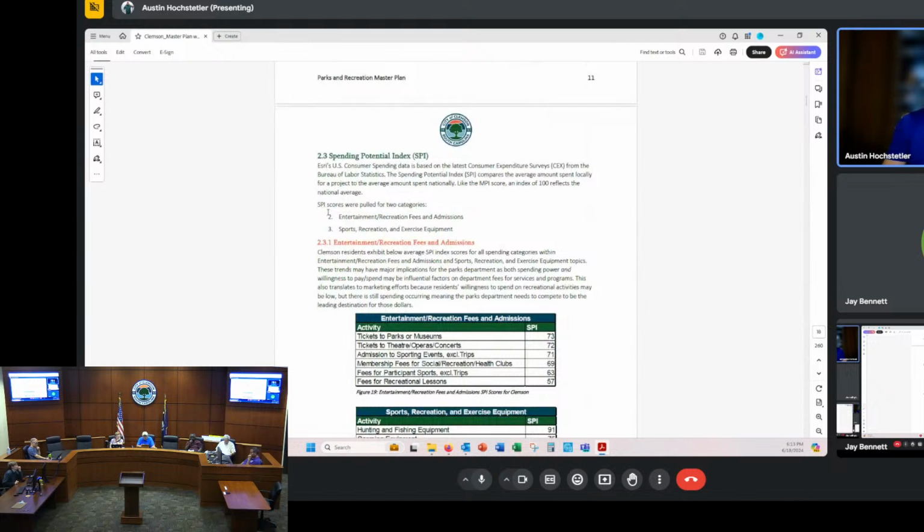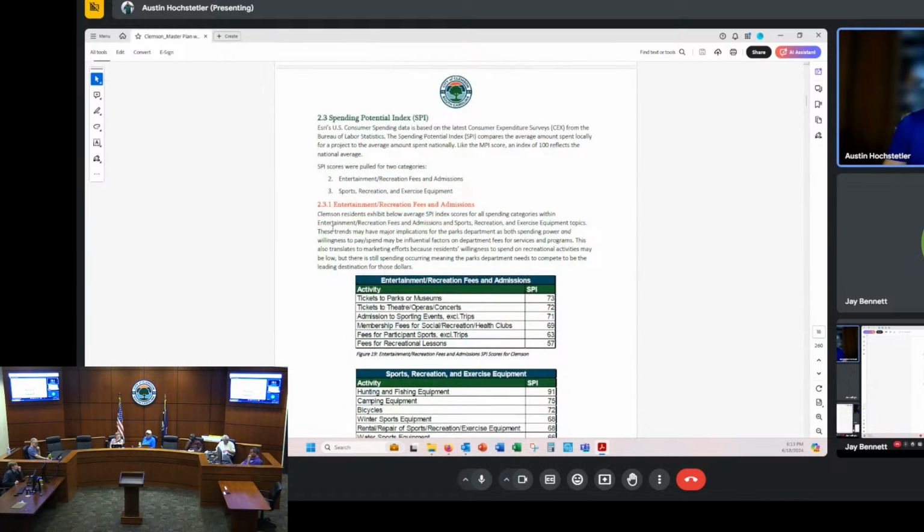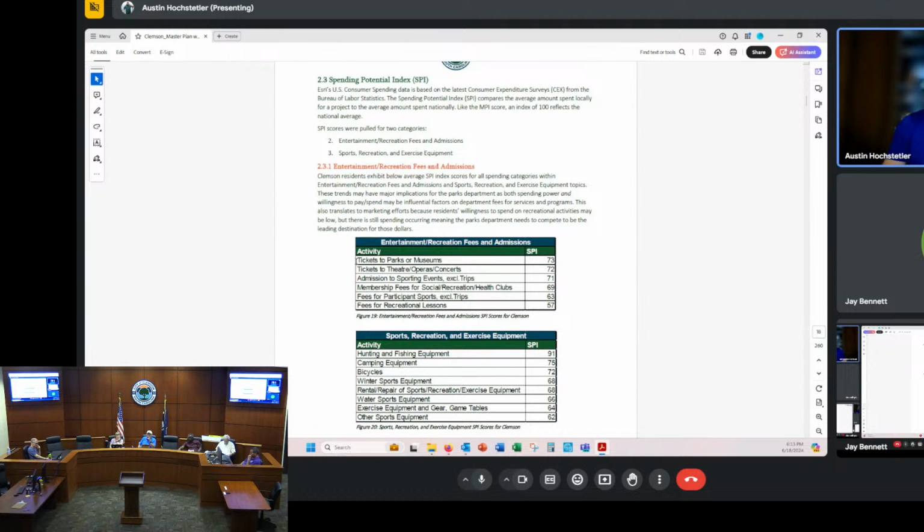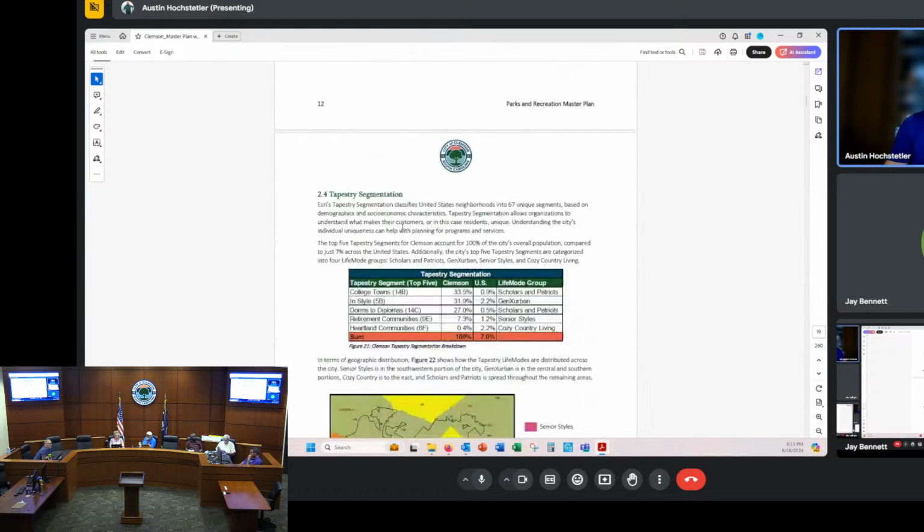And then we also did the same thing for spending potential. So this is just another way of looking at market scores. And again, the 100 national average is the same number that applies. So basically what it's saying is, if tickets to parks and museums is 73, that means the Clemson resident is 27% less likely than the national average to be spending money on parks and museums, tickets to these ticketed events, going to the theater, opera, admission to sporting events, fees for recreation lessons. Again, it's giving us an indication of the demographic that's out there in the community.